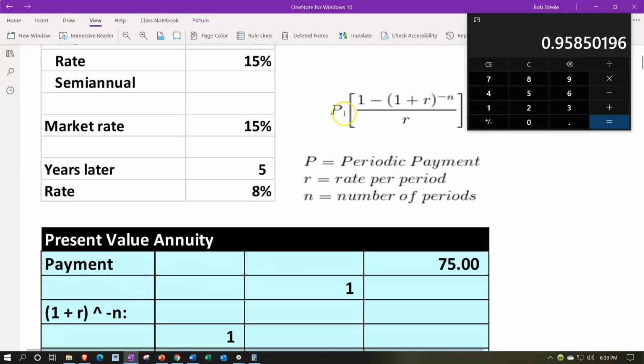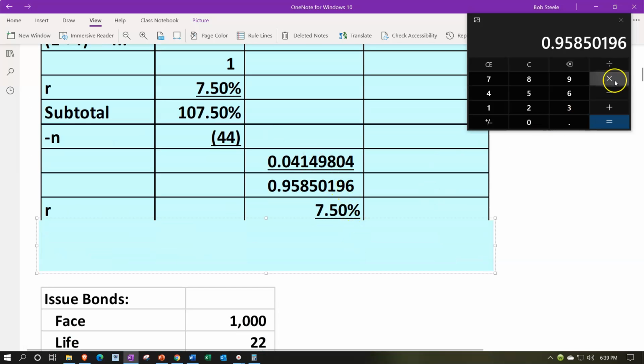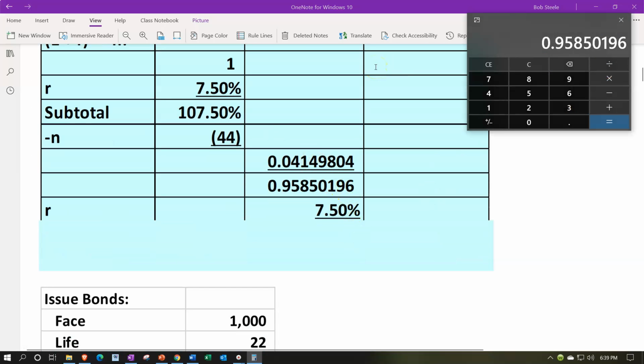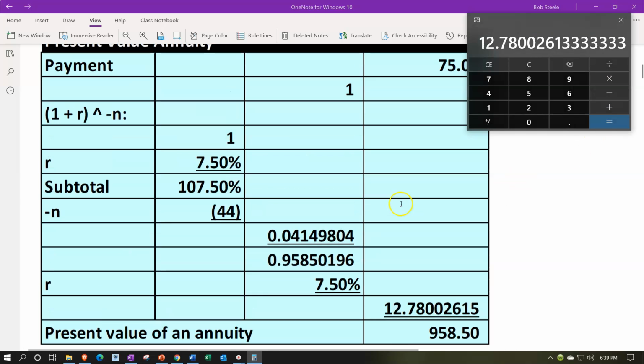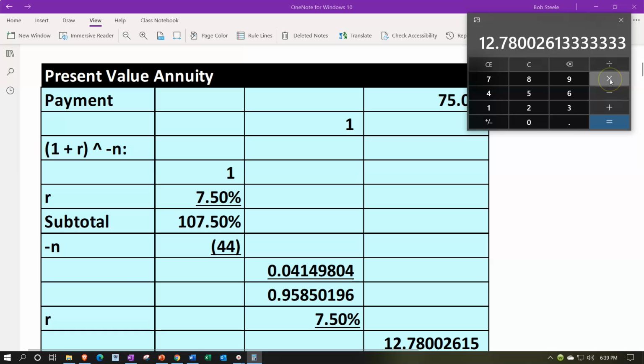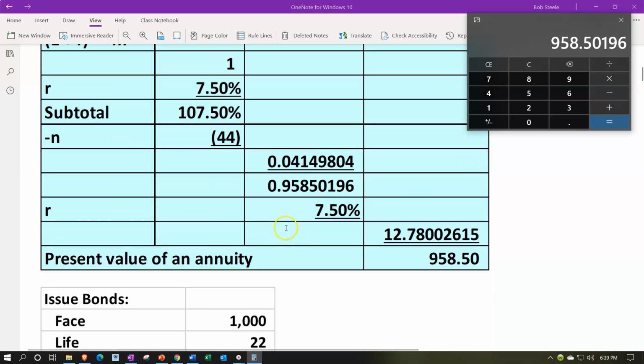The denominator is the market rate, 15% divided by 2, or 7.5 again. So I'm going to take that divided by the 0.075. That's going to give us about the 12.7800 and so on. Taking that number then and multiplying it times the 75 gives us the 958. That's the present value of the annuity.